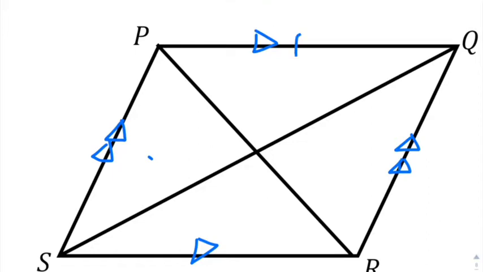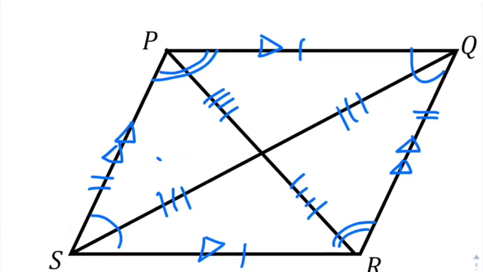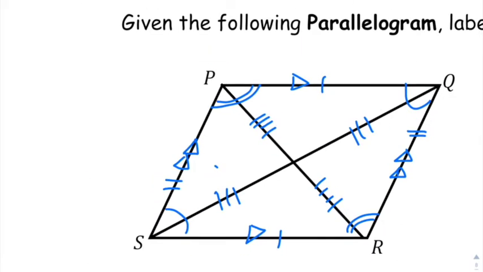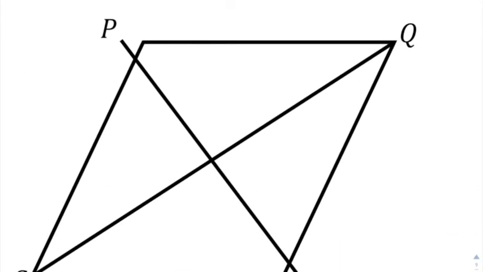We also have opposite sides are congruent. We know that the diagonals bisect each other. And then we also know that the opposite angles are congruent to one another. Alright, so there's all your properties. That's a parallelogram. And then you can extend those properties with rhombuses.